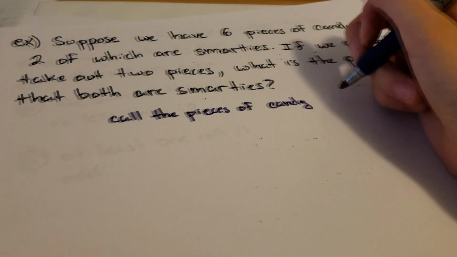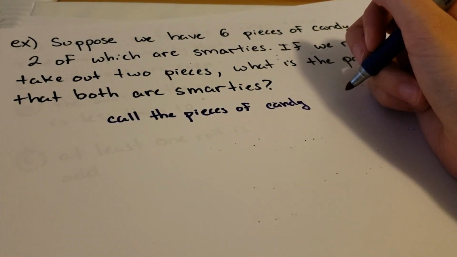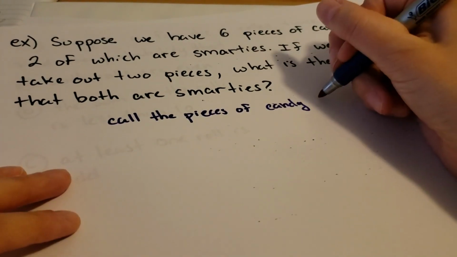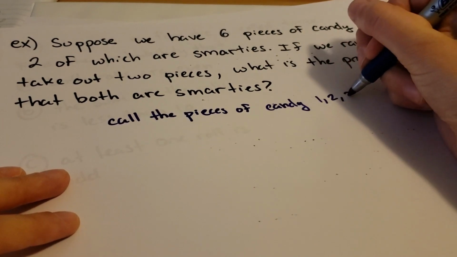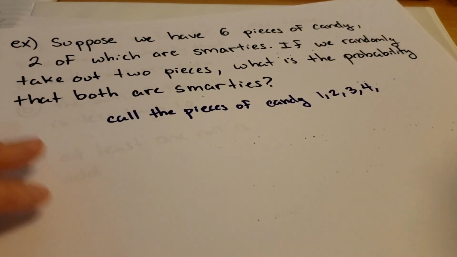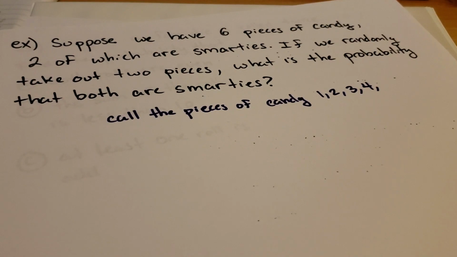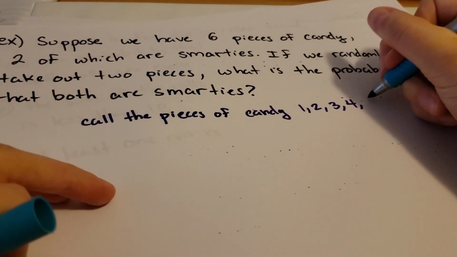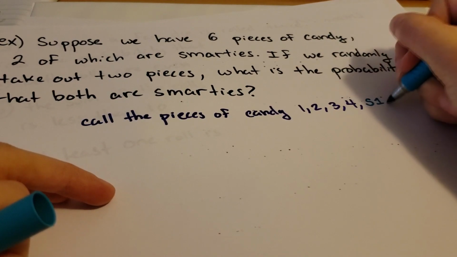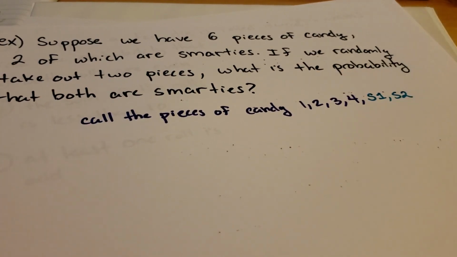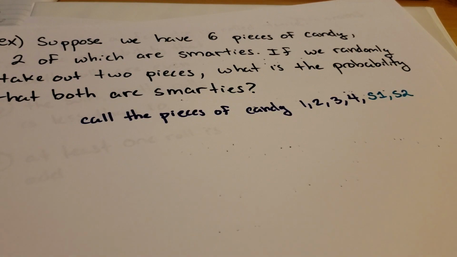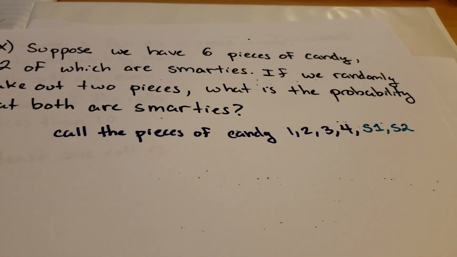Right, so we'll call the pieces of candy 1, 2, 3, and 4 for the first ones. And then what we'll do is we will call the 2 Smartie pieces, let's get another color for this, we can call them S1 and S2 for the first Smartie and for the second Smartie. Okay. Now we can start listing our sample space.